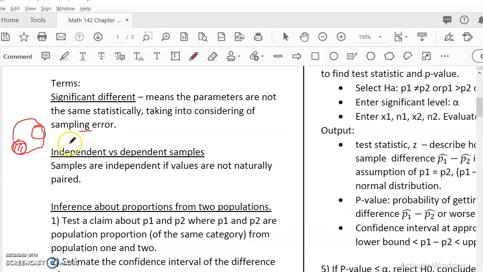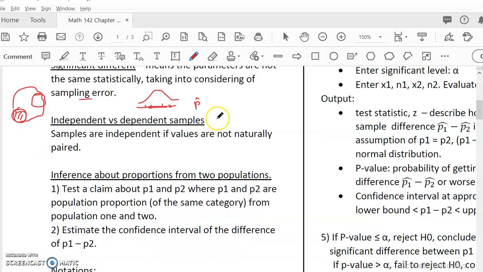You know how different they are because all percentages p hat are normally distributed, so they could vary and they would have a range that they vary. So taking into consideration sampling error, even if we see two samples with different proportions, they actually should be the same.